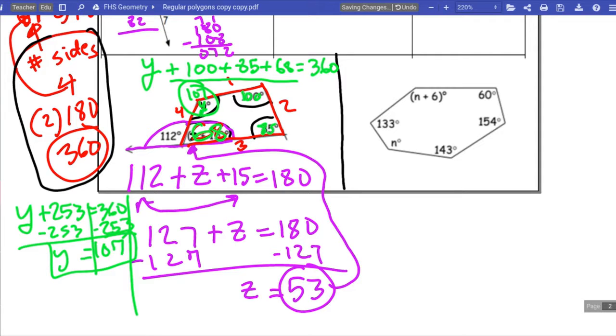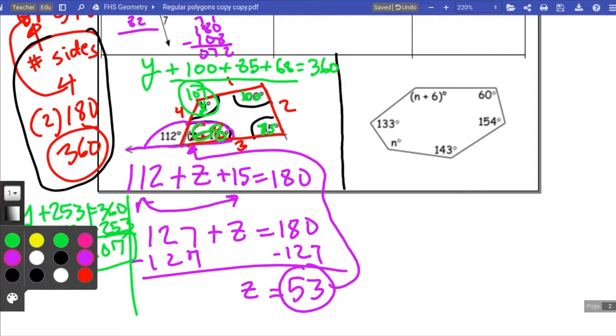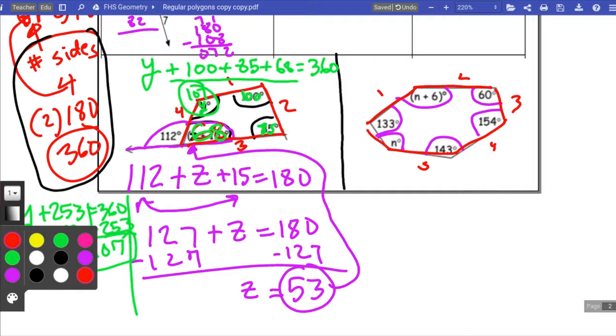All right, moving on to the next one here. With this one, I don't have multiple letters, so my life will be much easier. Like I said earlier, you always want to find all the interior angles if you can. So how many sides do I have? That needs to be our next question. 1, 2, 3, 4, 5, 6. 6 sides. So we have to figure out what's the sum of the 6 sides.